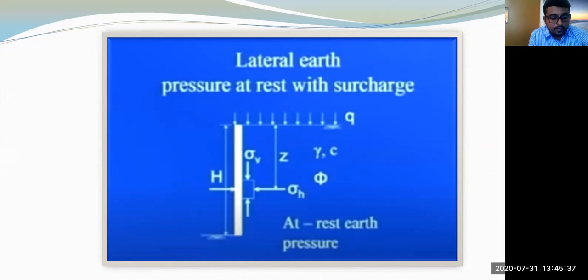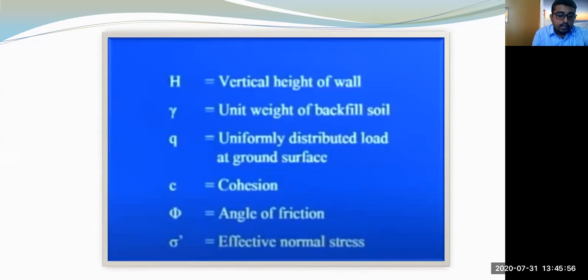You see, if I take any soil element at a depth z from the existing ground surface, then similarly sigma v is acting vertically and sigma h is acting horizontally. The properties of the soil are C, phi and gamma. H is the vertical height of the wall, and gamma is the unit weight of backfill soil. Q is the uniformly distributed load at ground surface. C is the cohesion, phi is the angle of internal friction, and sigma dash is the effective normal stress.